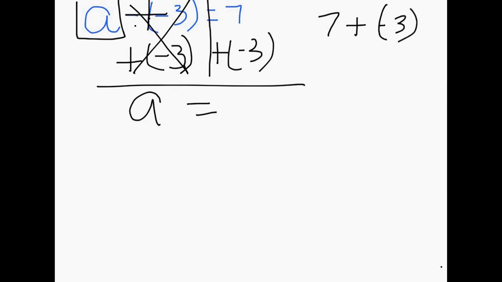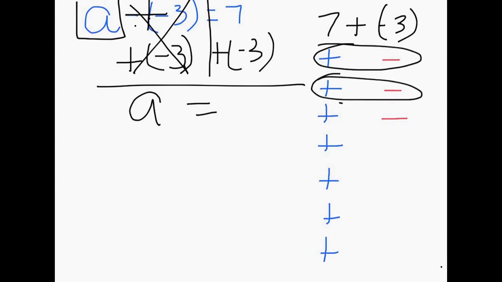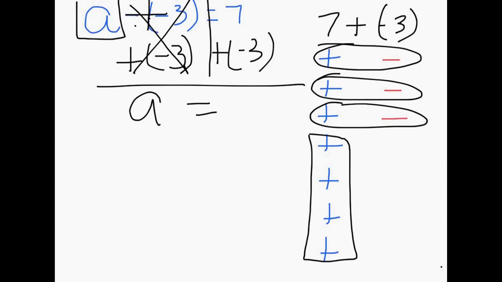Remember, you could do this with positive and negative symbols. You have 7 positives, and you're combining that with 3 negatives. You can make 0 pairs because you're combining them, and what you have left will be 4 positives. So your answer for this problem will be positive 4.